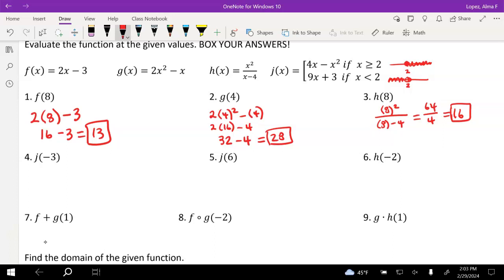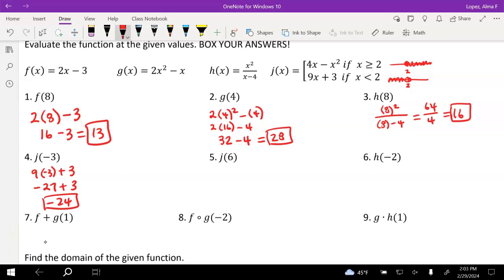So for ours, j of negative 3. Negative 3 would fall in this area, wouldn't it, in the second function. So we're going to use the 9x plus 3. But everywhere we have an x, we're going to replace it with negative 3. Now we get negative 27 plus 3, which will give us an answer of negative 24.